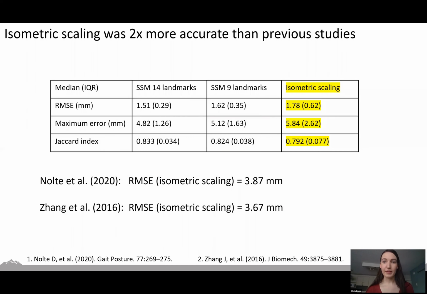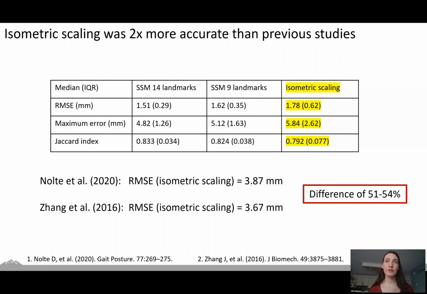Now, isometric scaling accuracy in this study was also very good, especially when you compare it to previous studies. So those Nolte and Zhang studies that I talked about in the introduction that also looked at tibia and fibula reconstructions. They reported RMSEs of 3.87 and 3.67 millimeters for isometric scaling. The root mean square error in this study is 2 times smaller at 1.78 millimeters.